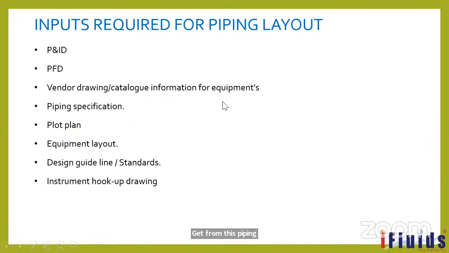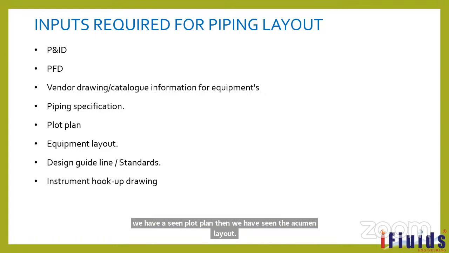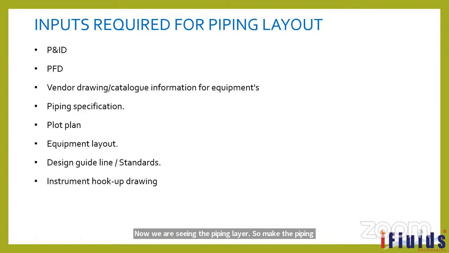Inputs required to make the piping layout. First we have seen the plot plan, then we have seen the equipment layout. Now we are seeing the piping layout. To make the piping layout, first we need the PFD and we need the P&ID. The P&ID shows where the pipeline should start from and where it should go to. These details we can get from the P&ID only. Based on the P&ID only, we can make the piping layout.